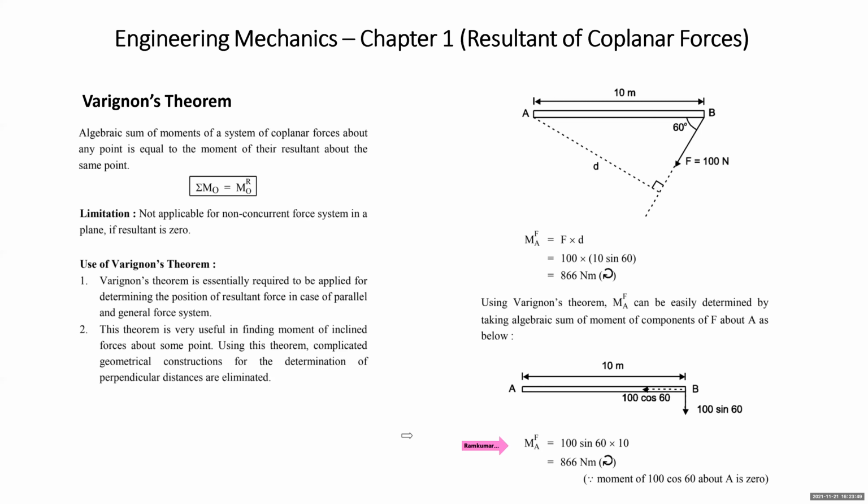So students, now you will not use the traditional understanding of finding the moment of an inclined force. You will use this modified understanding. You don't drop a perpendicular on the inclined force; rather, you resolve the force and then take the algebraic sum of the moments of its two components, as explained in this example.